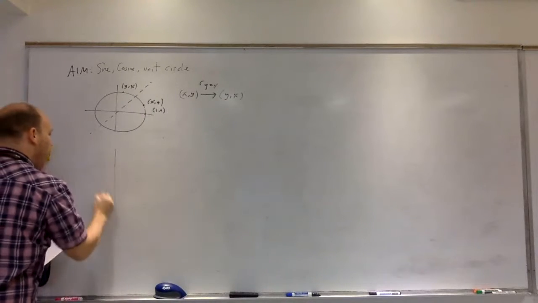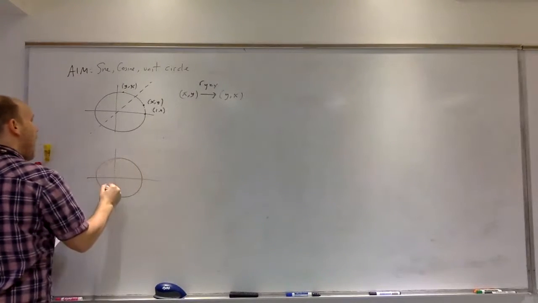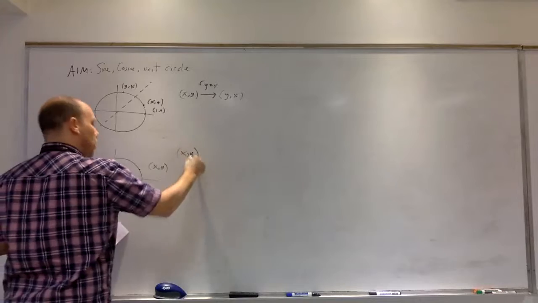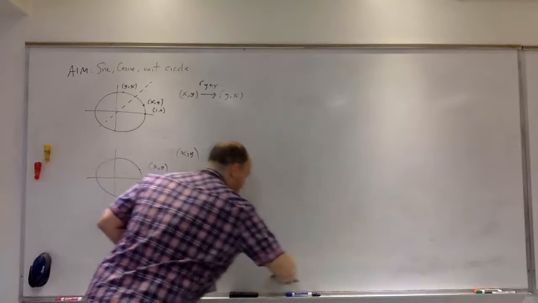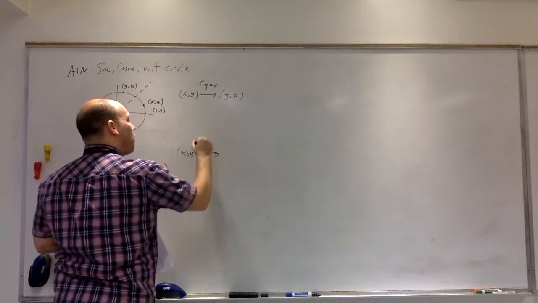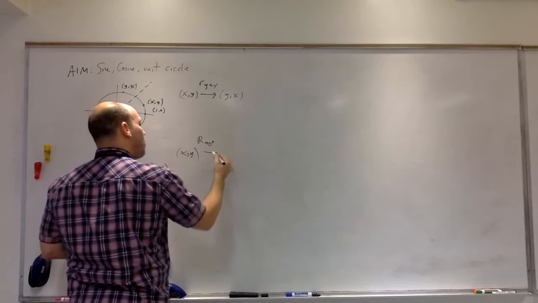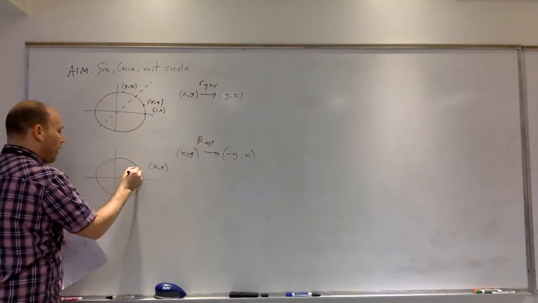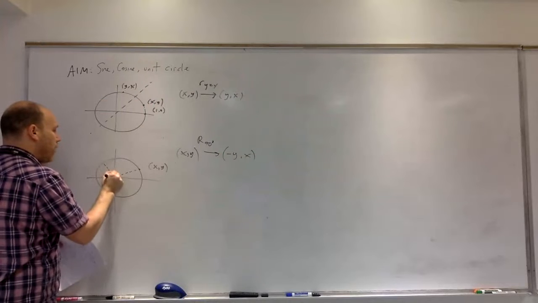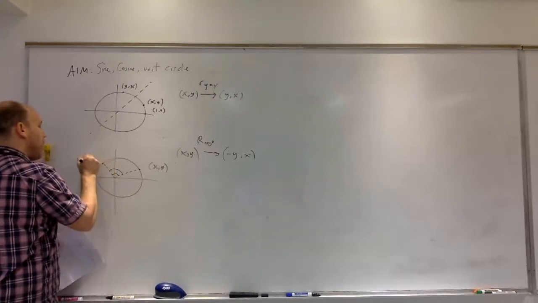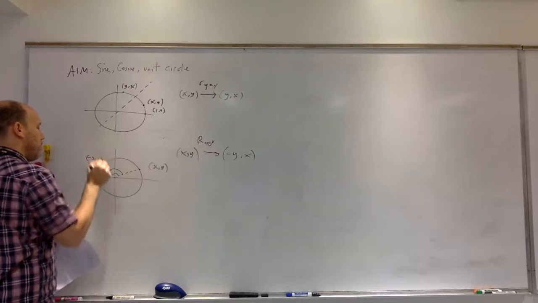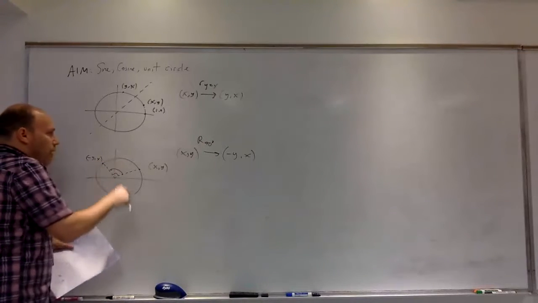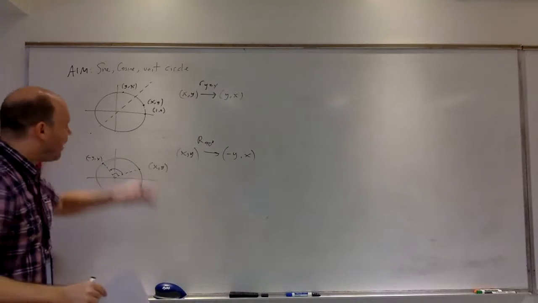Second, we have a point on the unit circle, and if I take the point (x, y) and rotate it 90 degrees, we flip it and negate, like the reciprocal. So a rotation of 90 degrees ends up here at (negative y, x). Flip it and negate. So these are two things to keep in mind.